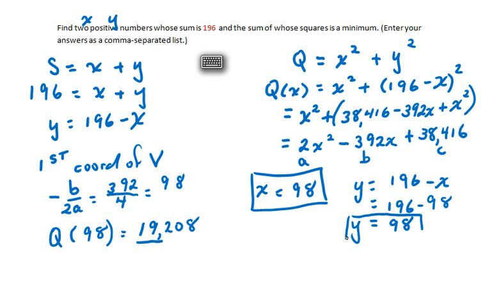There is a second way that you could have gotten the x that created the minimum, and that is you could have completed the square of q of x, and you would have gotten the coordinates of the vertex to be 98, 19,208. Again, you want the x value because that represents the first number in the pair that minimizes the sum of the squares.